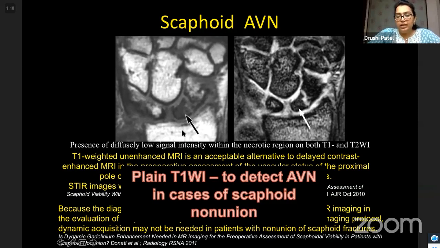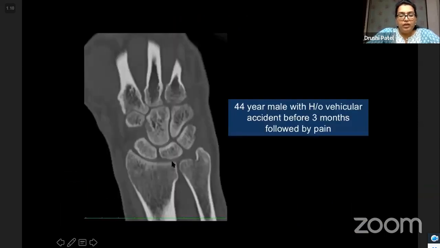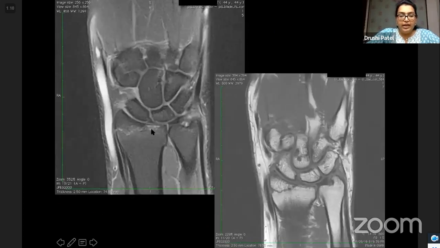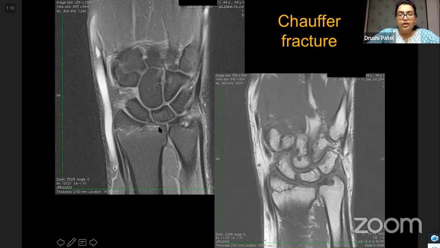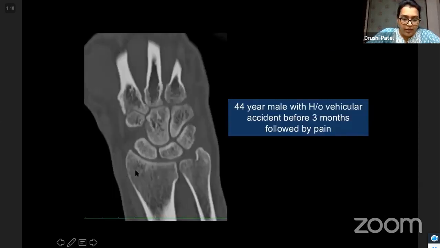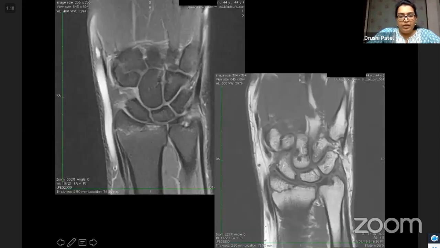on scaphoid avascular necrosis. This is another CT image of a 44-year-old male with a vehicular accident 3 months ago, and he had persistent pain. You look at the MR image and you can easily identify the trabecular injury or the fracture involving the distal radius, known as the Chauffeur's fracture. Now, if you retrospectively try to find, yeah, there is a little fracture line there. But MR can easily identify these fractures which may be missed on CT or X-rays.